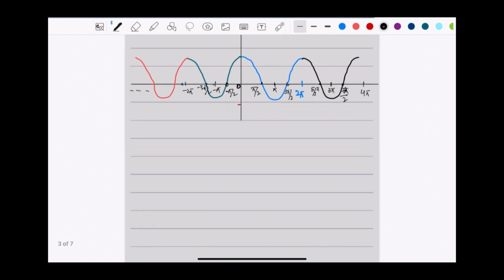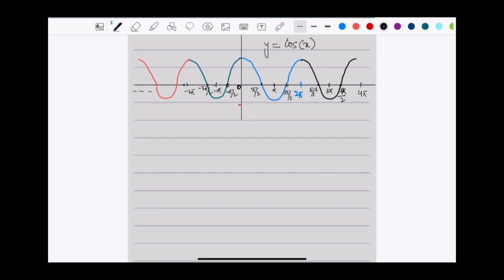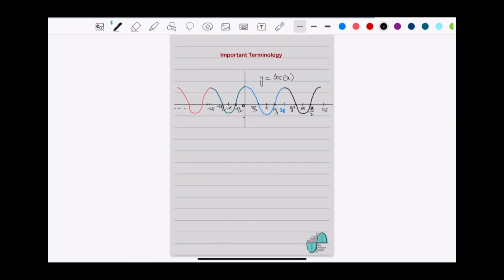So these are 4 different waves. The period of this wave, which means the point where one cycle completes, is 0 till 2 pi. So 2 pi is the period of that wave. This is y equals cosine of x. The amplitude of the wave is 1.